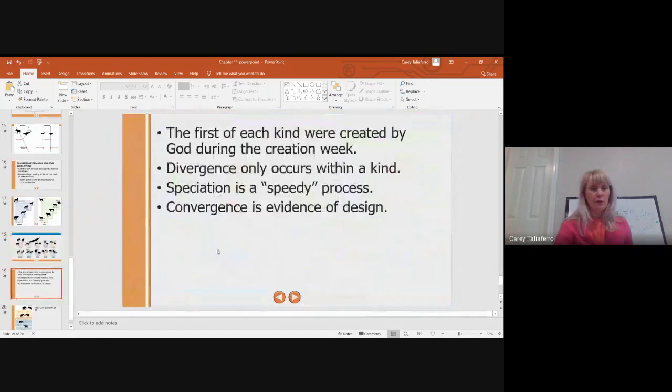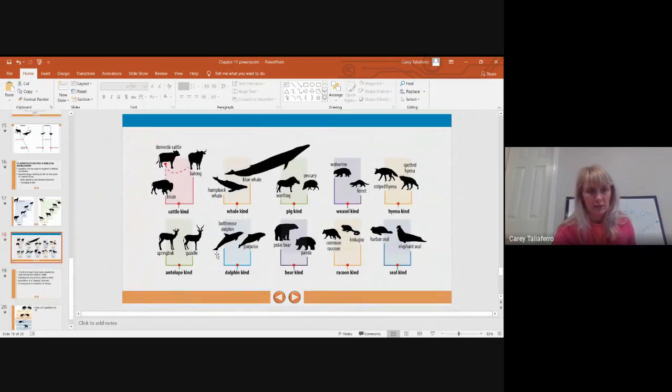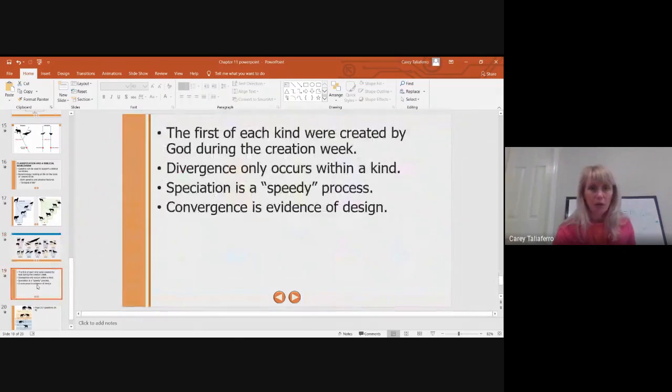So just keep in mind that while we look at this, you're going to have some practice questions with this, and I want to lead you through one type of question looking at these kinds of charts. Just keep in mind that the first of each kind were created by God during the creation week. Remember, he created each of these animals according to their kind, and he actually paraded them. I don't know what it would have looked like, but Adam went around and named the animals.